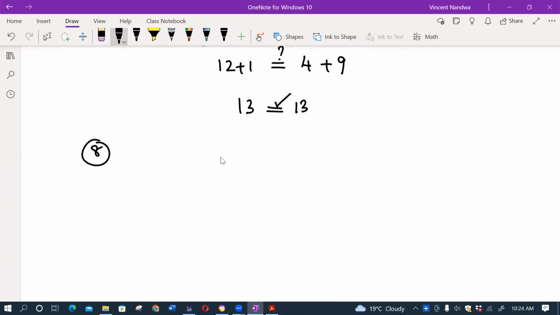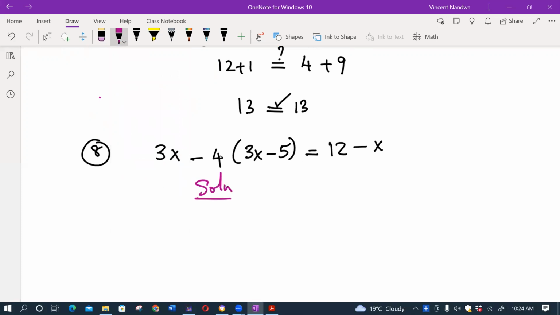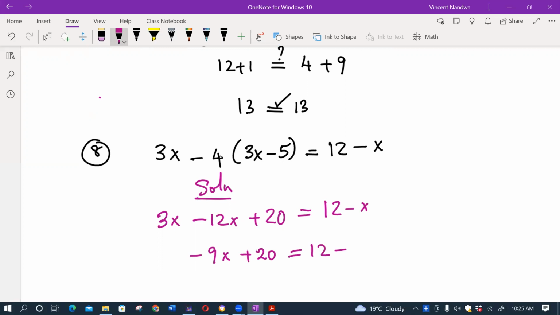Number 8, we have the equation 3x minus 4 into 3x minus 5 equals 12 minus x. Now, in this case, we start by opening the brackets on the left-hand side. So we'll have 3x, minus 4 times 3x is minus 12x. Minus 4 by minus 5 is positive 20, equals 12 minus x. 3x minus 12x is minus 9x plus 20 equals 12 minus x.